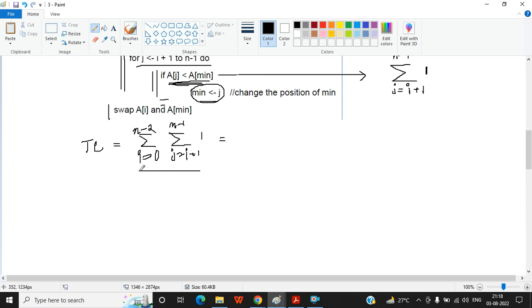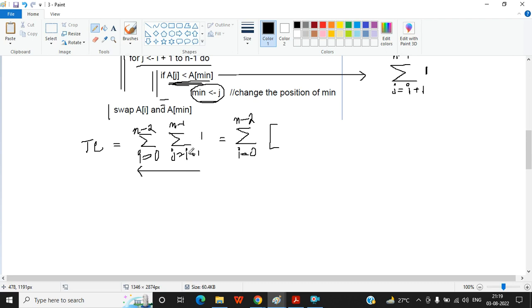We have to go from the inner to the outer part. First we have to expand the innermost summation, from 0 to n minus 1, n minus 2. If you expand this one, it will be the upper bound minus the lower bound plus 1. This is the formula.